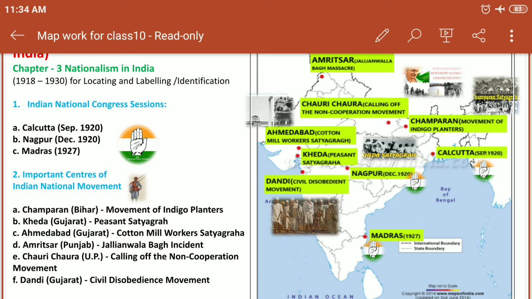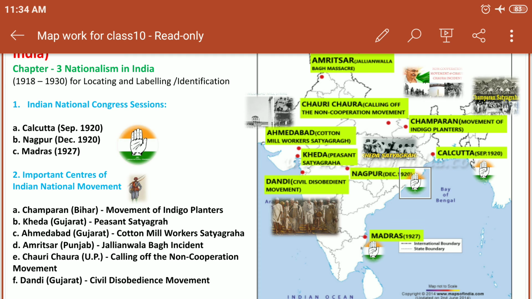Last but not least, Dandi. It is the place where the civil disobedience movement was started on 6th April 1930. Gandhiji started moving towards Dandi from Sabarmati Ashram on 12th March 1930, and reached Dandi on 6th April 1930. So it is also in Gujarat. There are three main important places of Gujarat: Ahmedabad, Kheda, and Dandi.